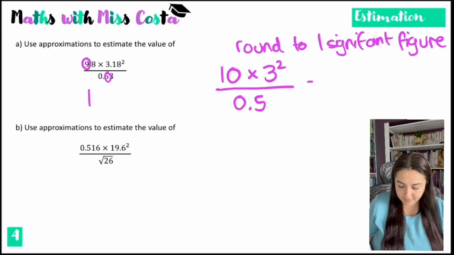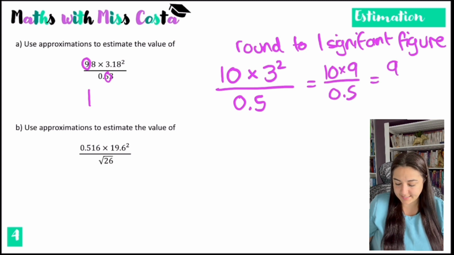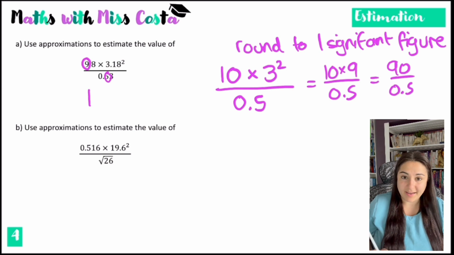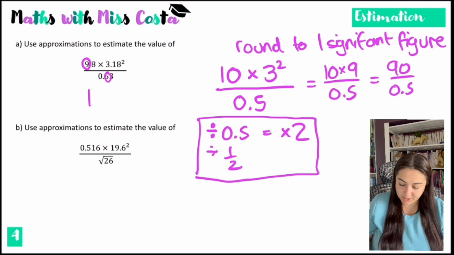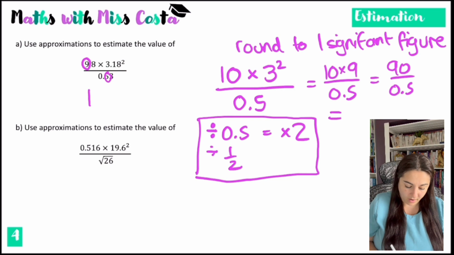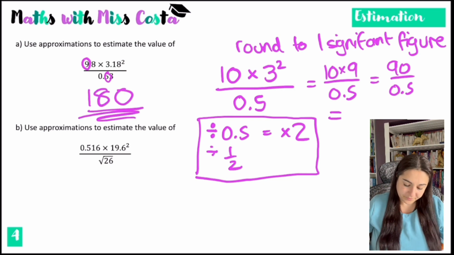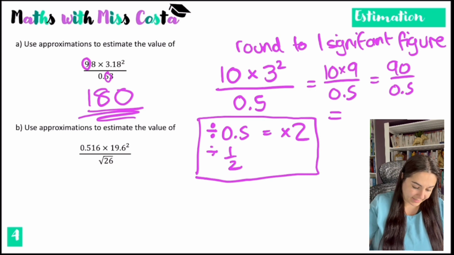So 10 times 3 squared is 10 times by 9 divided by 0.5. What's 10 times by 9? 90 divided by 0.5. Now, hopefully you remember that dividing by 0.5 is the same as multiplying by 2, because 0.5 is the same as a half, okay? So dividing by 0.5 is the same as multiplying by 2, so that would give me 180. 90 times 2.